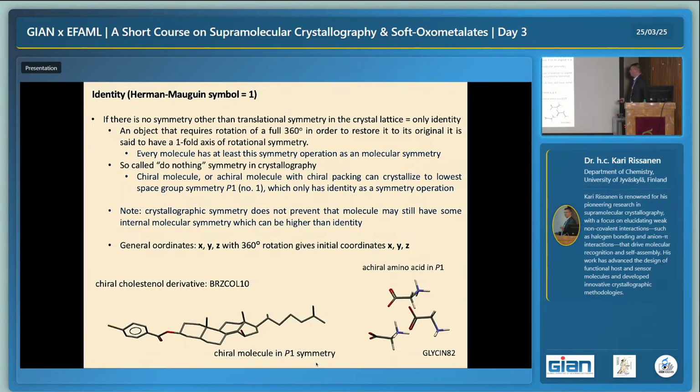Or you can have a chiral molecule, like this is now an amino acid. You can see there are 3 amino acids, a glycine here. Now the packing of glycine is chiral.